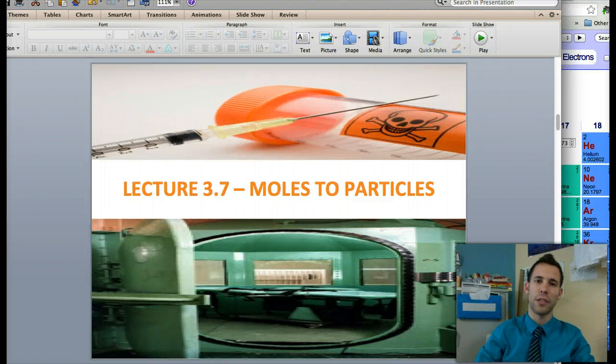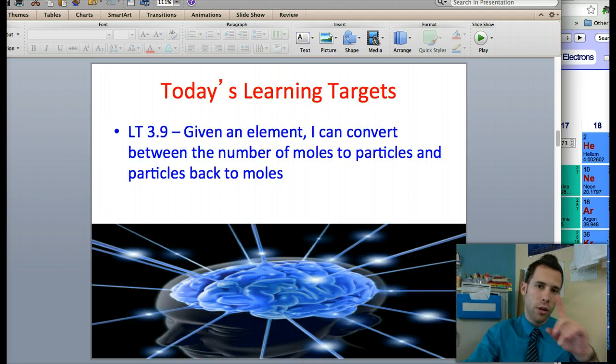Today we're going to be going over lecture 3.7, moles to particles. This was a short one, but it's an essential one. So stay focused. We'll get to this in no time. Today we got one learning target. We want to be able to take any element and convert between the number of moles of that element we have, or compound, to the number of particles, and back.